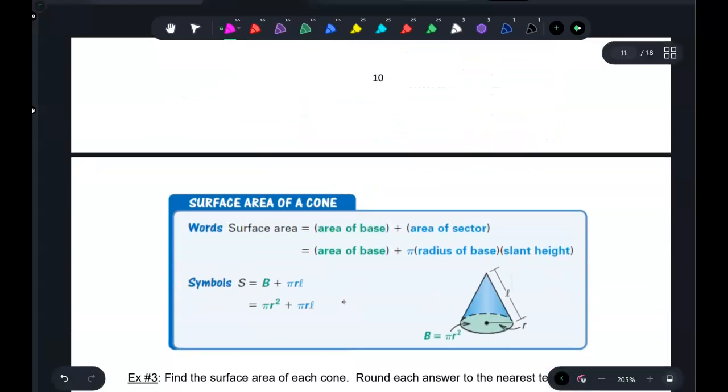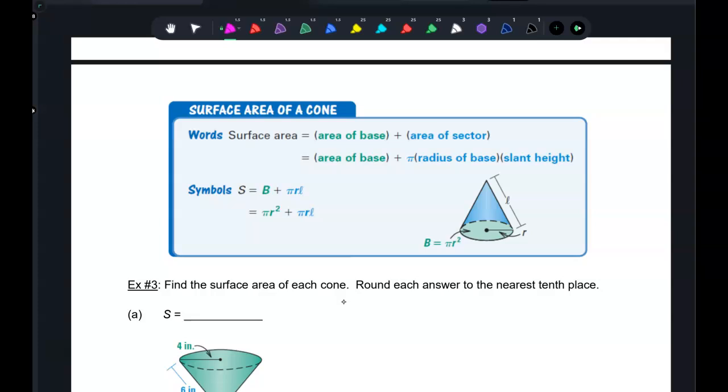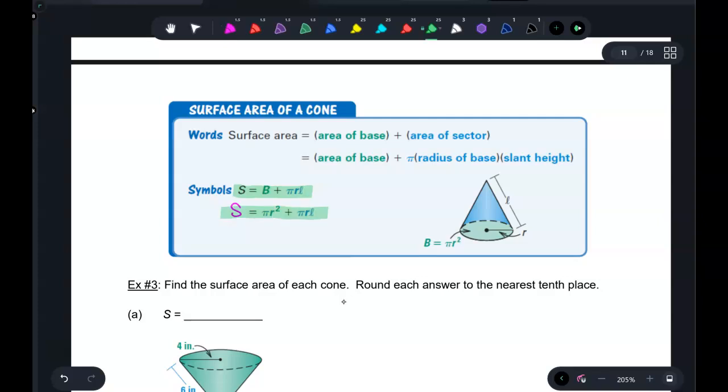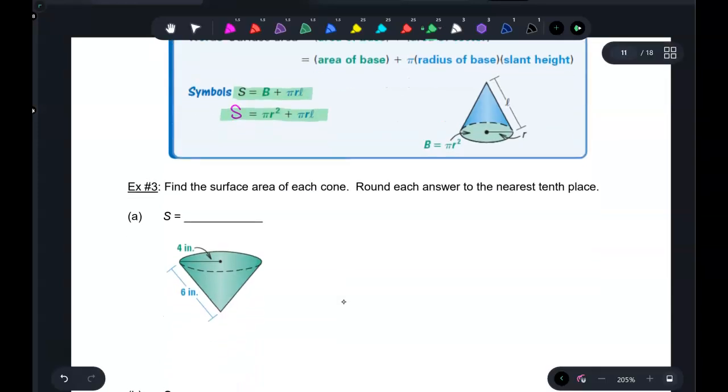All right, here is the formula: area of the base plus pi times r times L. I'm going to give you the formula. So we're just going to use pi r squared plus pi r L. You just need to plug it in. This is why I said cones are easier. We literally just plug the values in.